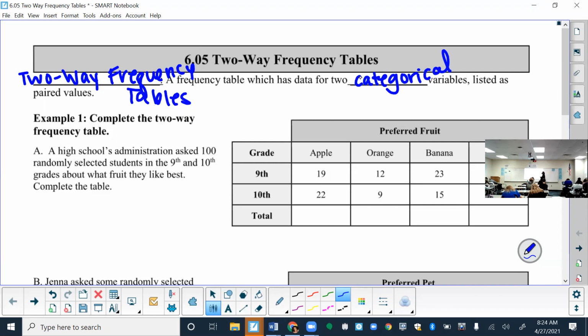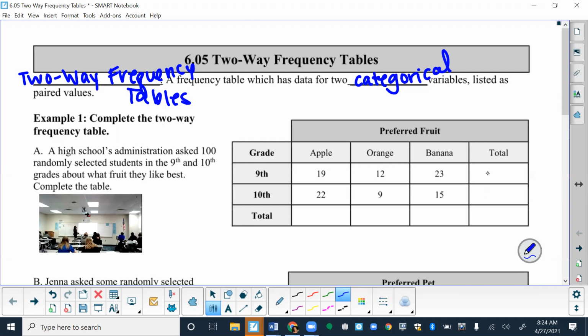All right, so here we have a high school administration that asked 100 randomly selected students in 9th and 10th grade about what fruit they like best, and we need to complete the table. So here's how these are set up. You have the inside, which is all the data, and the outside, the margins, which are your totals. So really easy to figure out this total. We're just adding them together. All right, so you might need a calculator just to make sure you're doing it right.